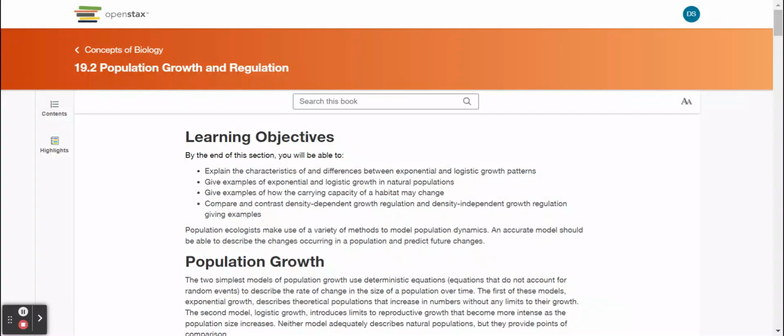Section 19.2, Population Growth and Regulation. By the end of this section, you will be able to explain the characteristics of and differences between exponential and logistic growth patterns, give examples of exponential and logistic growth in natural populations, give examples of how the carrying capacity of a habitat may change, and compare and contrast density-dependent growth regulation and density-independent growth regulation, giving examples.